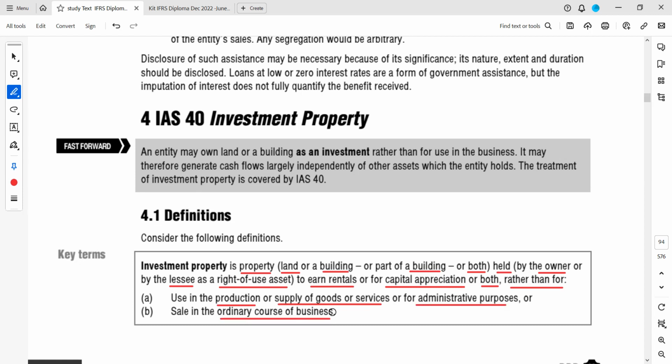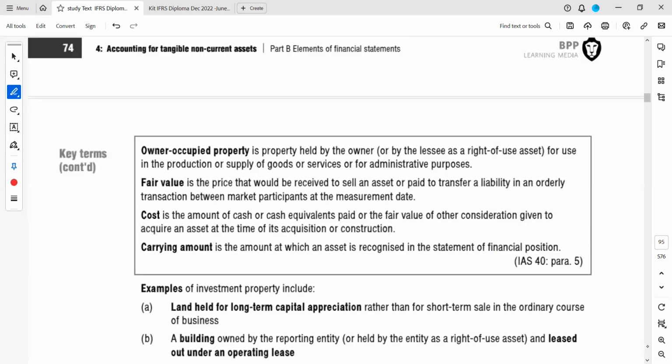Because if that property is used in the production or supply of goods and services or for admin purpose, then this property would be covered under IAS 16. Or if it has been acquired for the purpose of sale in the ordinary course of business, then this becomes inventory and will be covered under IAS 2. So in order to classify any property under IAS 40, one purpose must be to earn rental or capital appreciation or both. This is the basic definition.